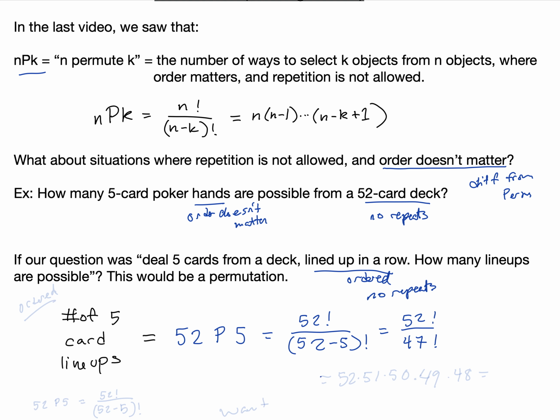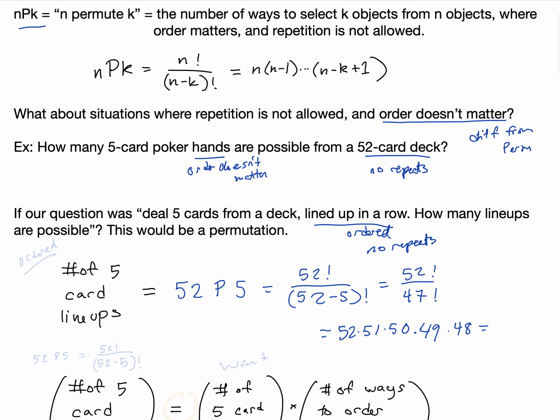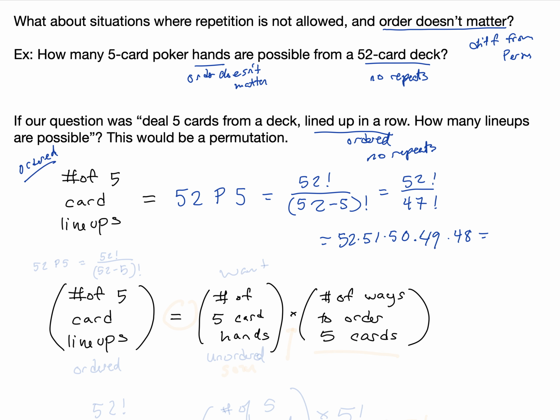And that could also be written, just using the multiplication rule, as 52 choices for the first card, 51 choices left for the second, 50 for the next, 49 for the next, and 48 for the next. So we could either use that formula, 52 permute 5, or the multiplication rule, and simplify to find our answer. However, again, this is assuming that these are ordered. So we do know that the number of 5-card lineups, these are ordered, is equal to 52 permute 5, or 52 factorial over 52 minus 5 factorial.